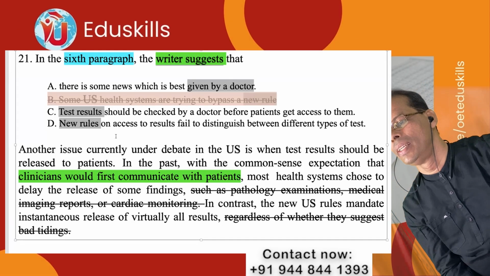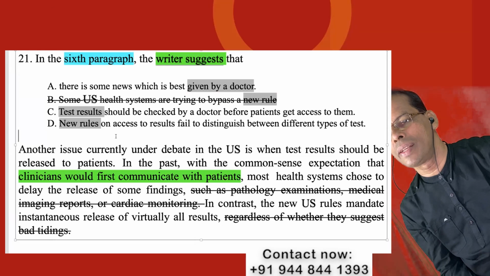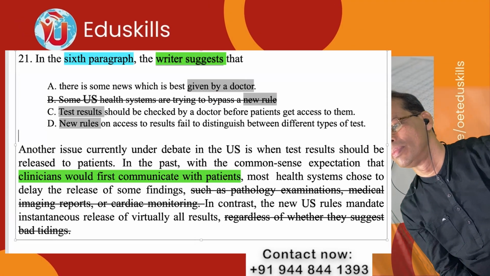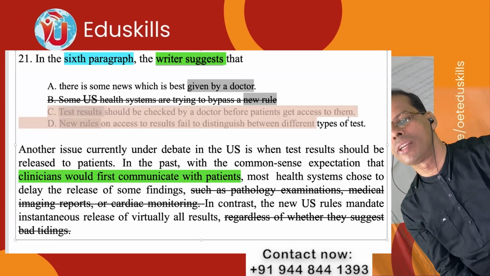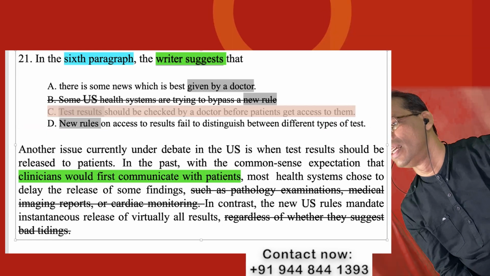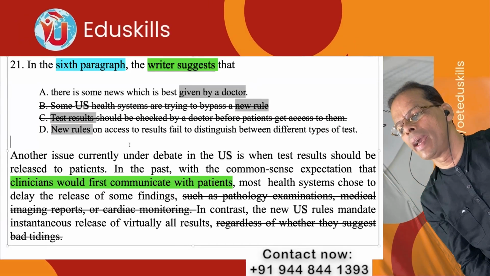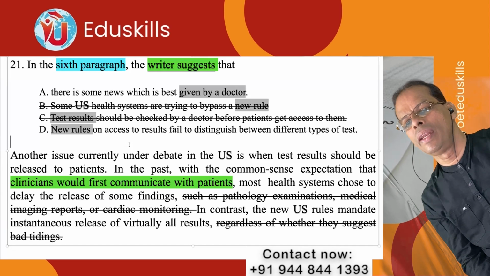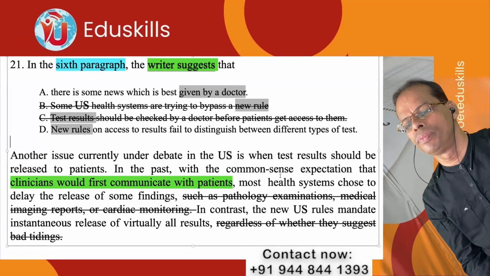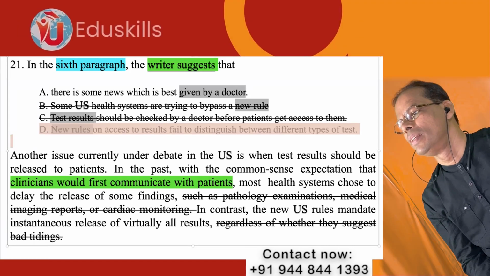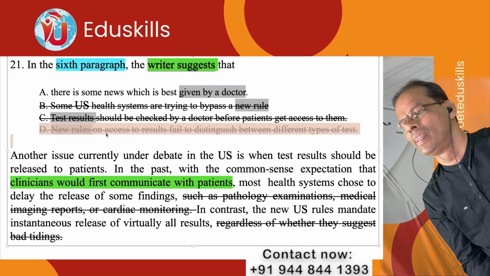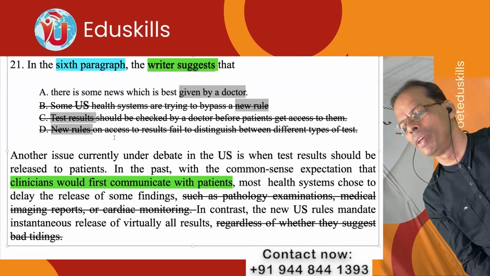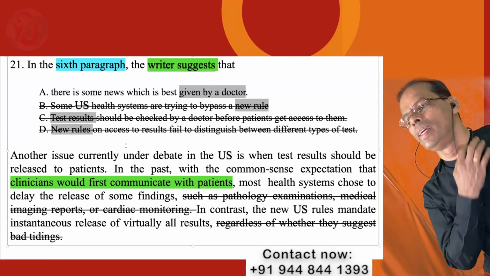Let's check out C. Does the paragraph speak about test results? Anything about test results? No, there is no mention of test results at all. It is not given. Then D, new rules on access to results fail to distinguish between different types of tests. Does it speak anything about different types of tests? No. It doesn't speak about tests at all. So ultimately your answer is A. There is some news which is best given by a doctor.